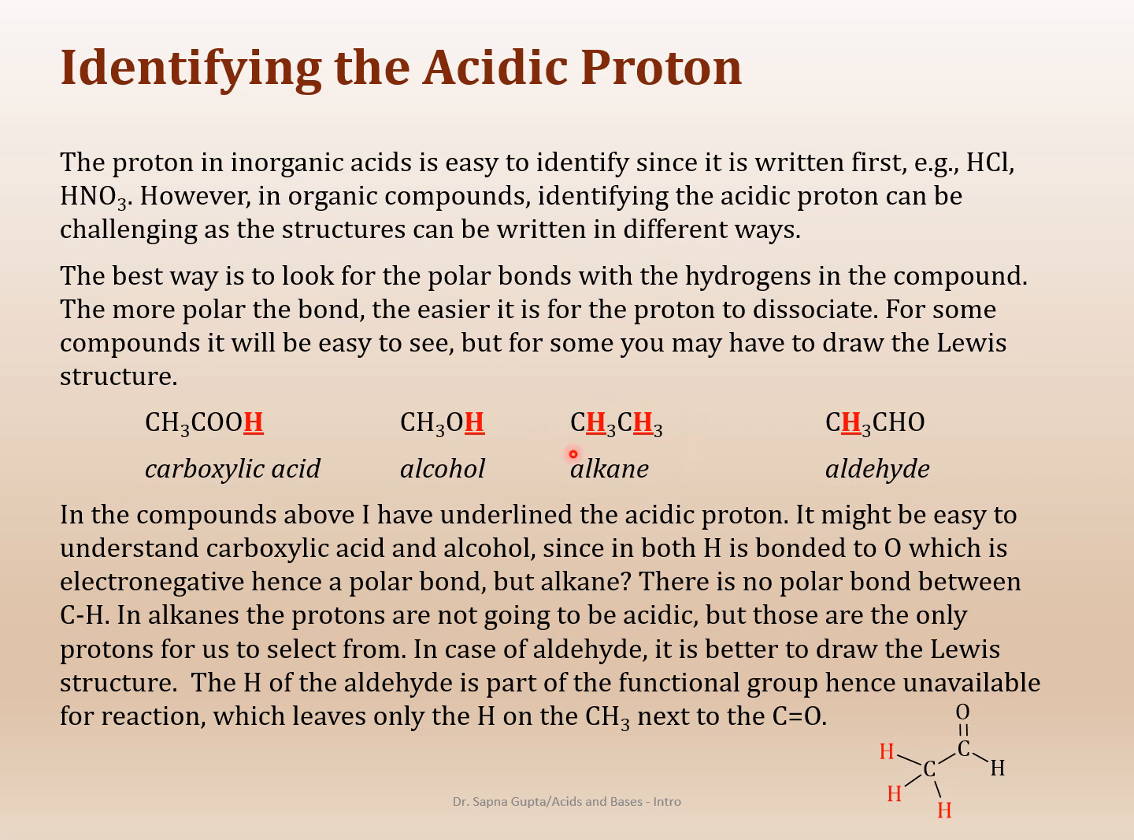So when we're looking at an alkane, an alkane has no polar bonds. It's CH, and they're also both the same, a CH and a CH. So I've highlighted both the hydrogens here because both of these hydrogens are equally acidic. Now, how acidic? Again, that's a different thing. That's the next presentation, the next lecture. We're not doing that right now. We're just identifying the acidic proton.